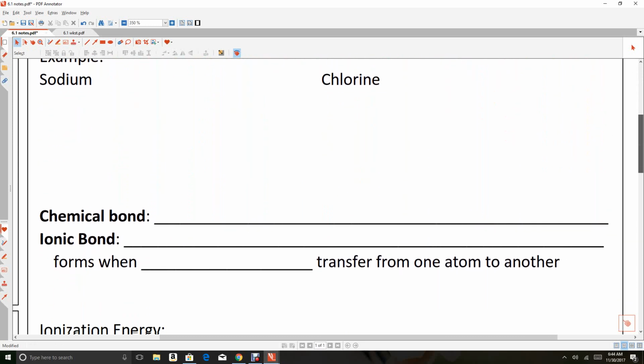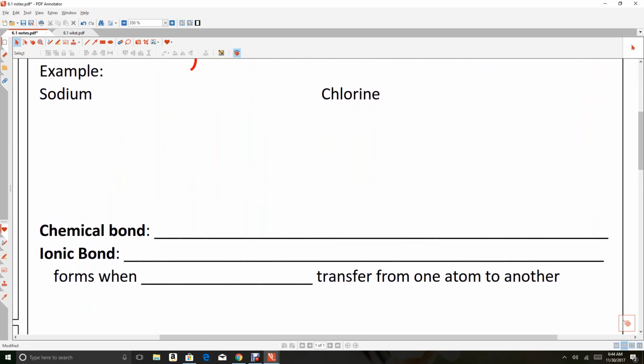Hold on. Okay, so here's our example. Now it's a similar example in the book, and I'm going to kind of go step by step through the process of kind of how you figure this out. So we'll start with their dot diagrams right up here. Sodium is in group 1, so we know it has 1 valence electron, so it has 1 dot. Chlorine is in group 17, so 17 minus 10, it has 7 valence electrons, and it has 7 dots.